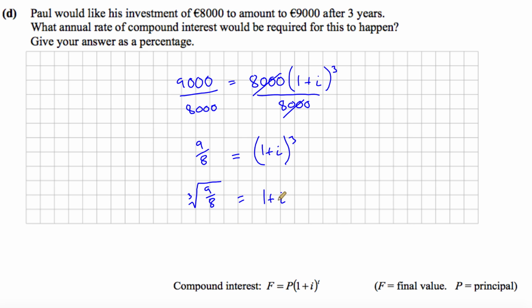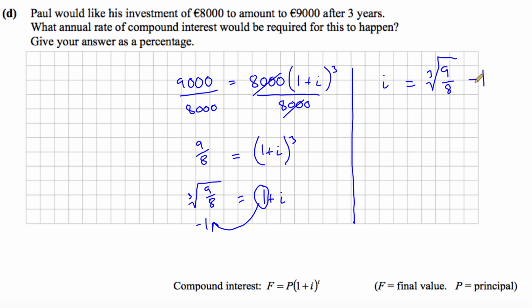And then we're nearly there, we nearly have i on its own, so all we need to do now is move this 1 over here, and it'll become a negative 1. So what we have then is we've got on the right side here, we've got i. I'm just going to switch it to the left. So i is equal to the cube root of 9 over 8 minus 1.